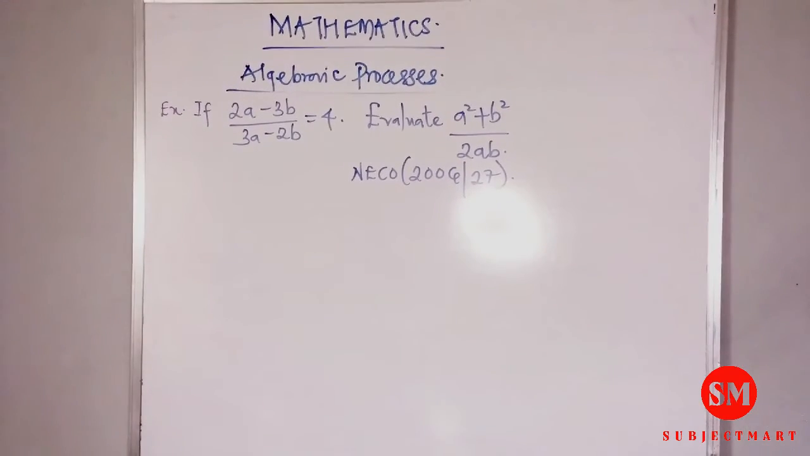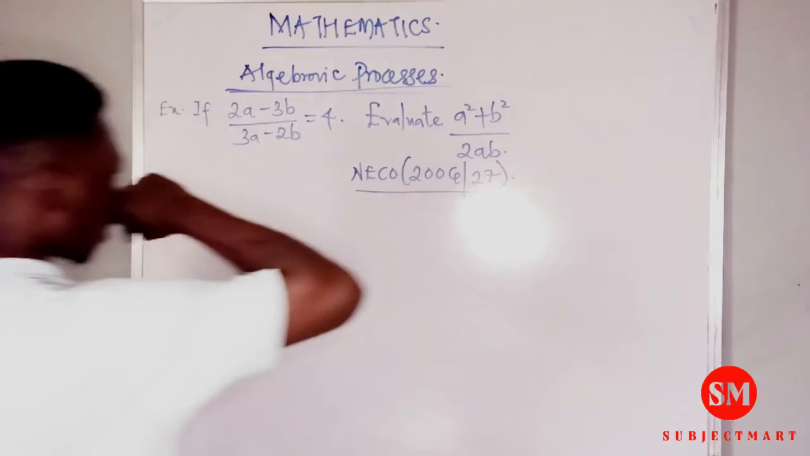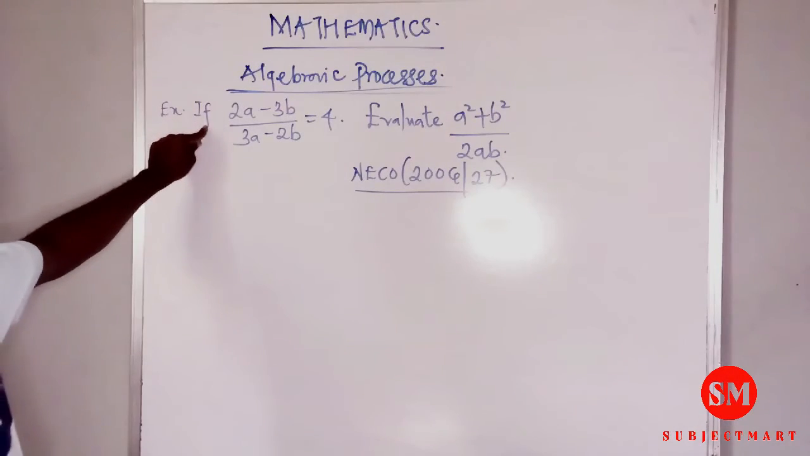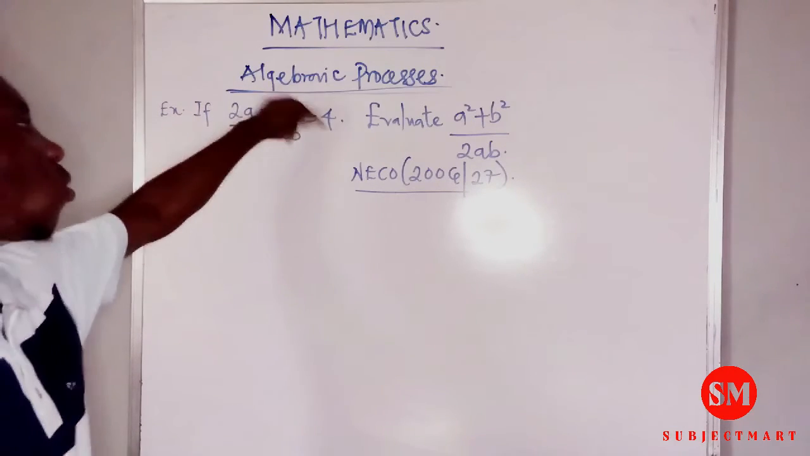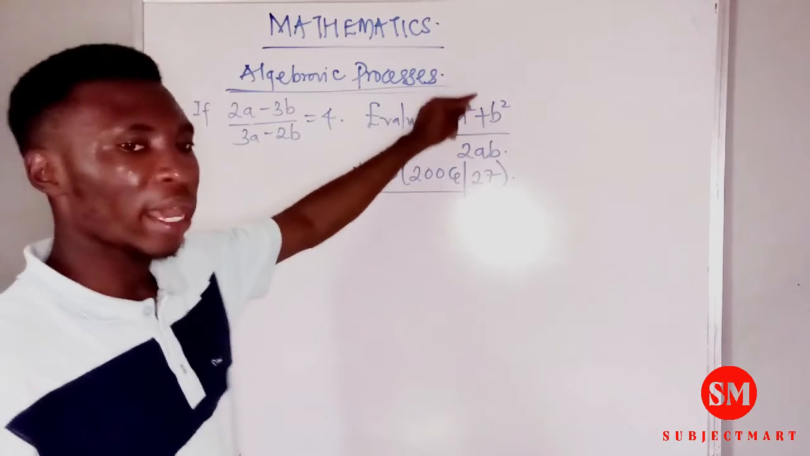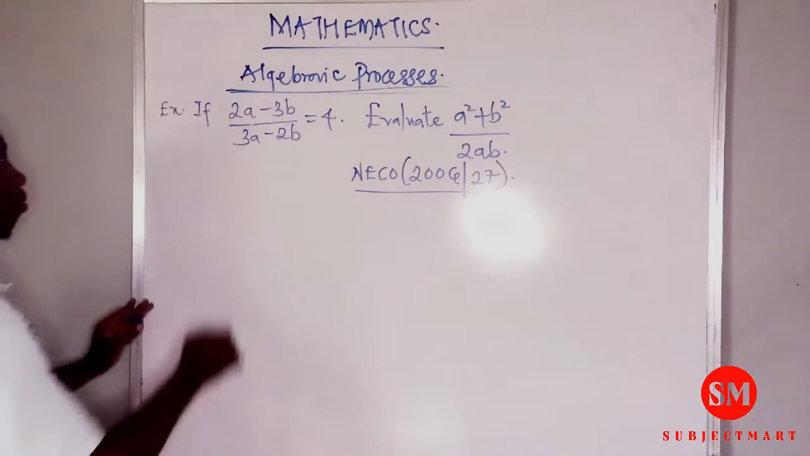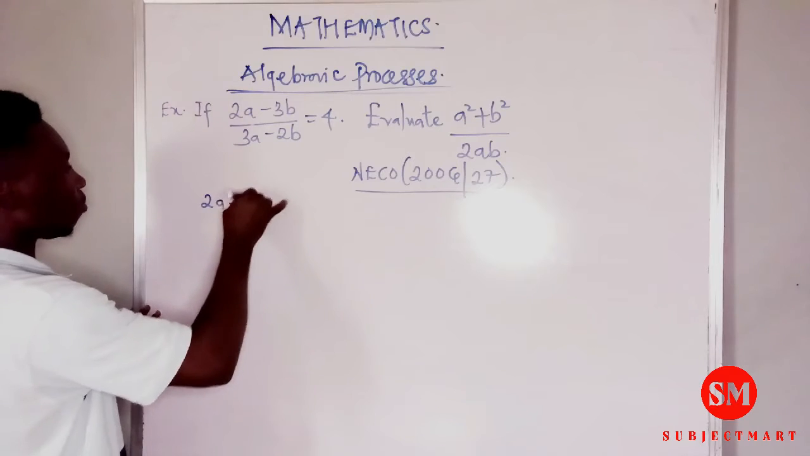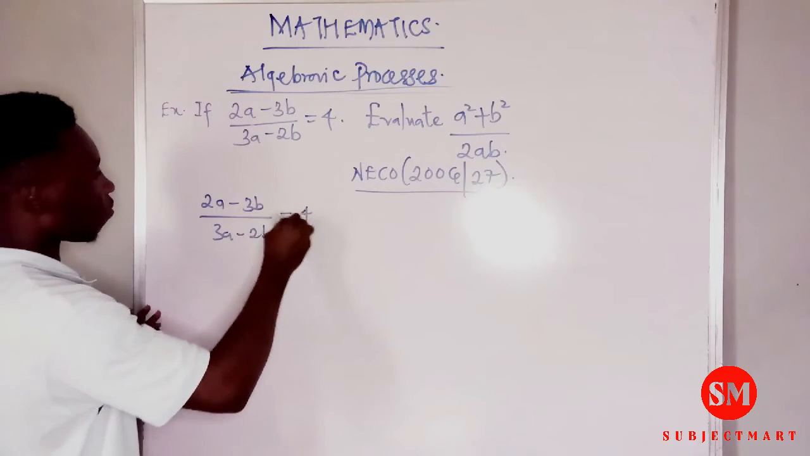Now, look at this question on algebraic processes. Question from NECO 2006, question number 27. It says that if 2a minus 3b over 3a minus 2b is equal to 4, then evaluate a squared plus b squared all over 2ab. Now, picking this expression first, 2a minus 3b over 3a minus 2b is equal to 4 over 1.